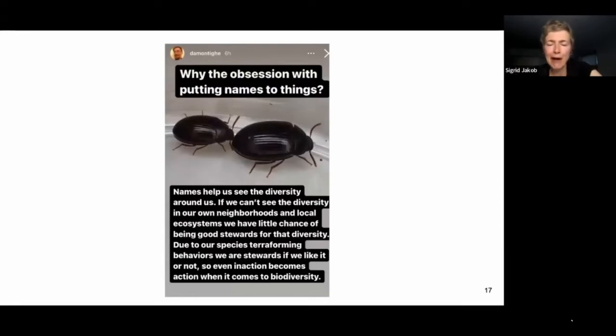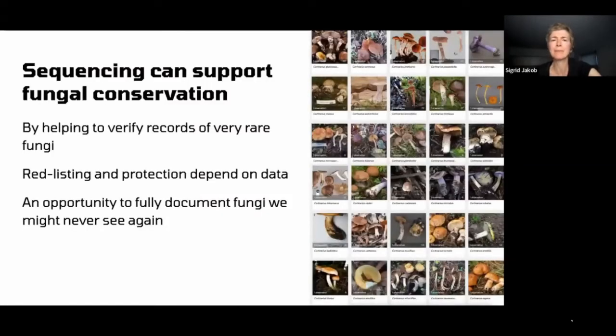And then a final reason why sequencing can be a useful thing is, and this is a little rant that my friend Damon Tai posted on Instagram the other day, why the obsession with putting names to things, because that's what sequencing helps you do. Names help us see the diversity around us. If we can't see the diversity in our own neighborhoods and local ecosystems, we have little chance of being good stewards for that diversity. So sequencing helps us see and appreciate the diversity around us.